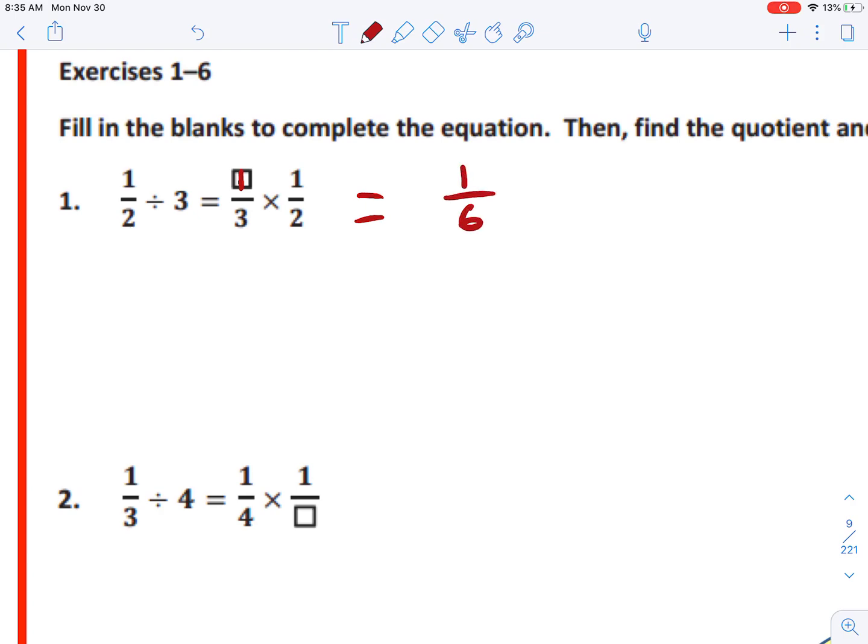Okay, the next one, we have number 2, 1/3 divided by 4. 1/4 times 1/3 is going to be our denominator. Okay, and then we're just going to multiply across. 1/12. Alrighty, let's go ahead and move on.